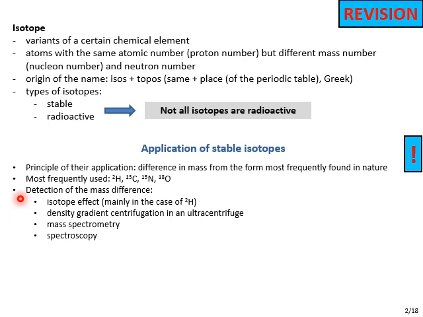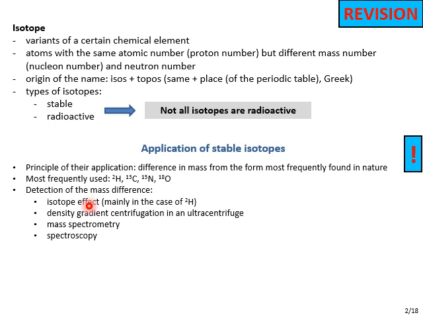There are several different approaches for detecting this mass difference. These are listed here at the bottom of the figure. The isotope effect is the first principle based on which we can detect the presence of a stable isotope. The isotope effect refers to subtle alterations in the chemical properties of isotopes.